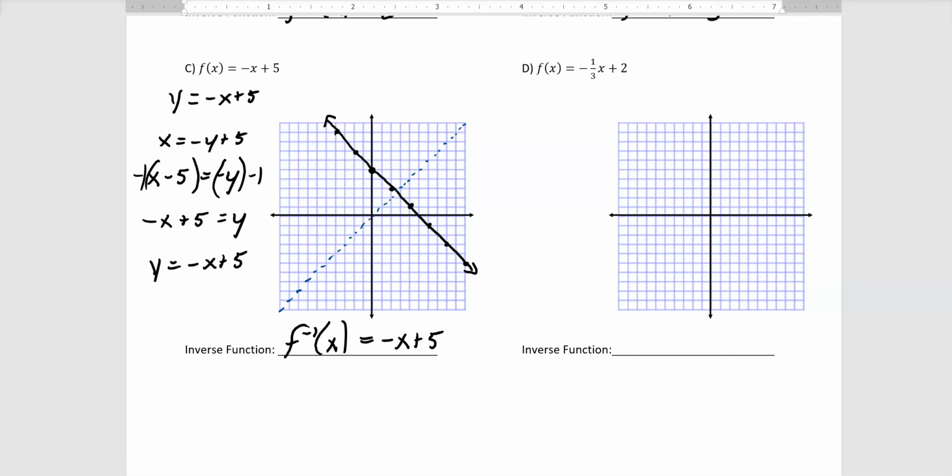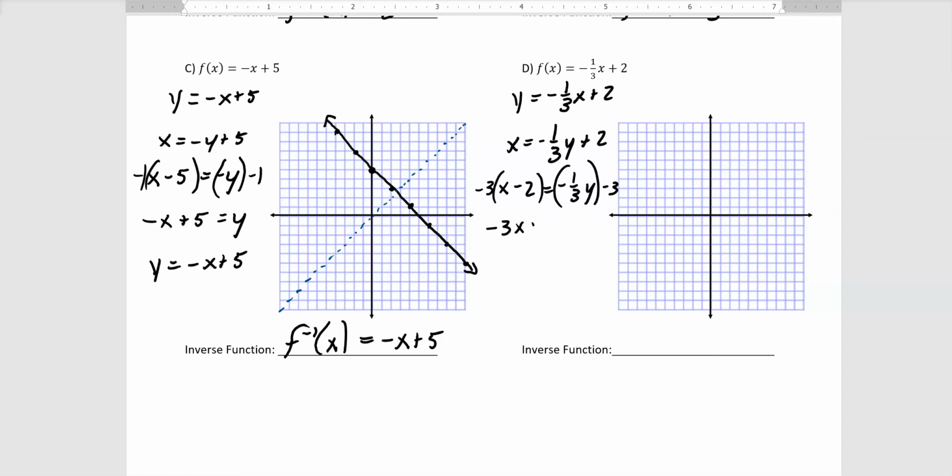All right, we got one more, letter D. Negative 1/3 x plus 2. So let's start with replacing f of x with y. Negative 1/3 x plus 2. Switching x and y, so x will equal negative 1/3 y plus 2. I'm going to subtract 2. X minus 2 is negative 1/3 y. And then I'm just going to multiply this by negative 3. When I do that, I'll have negative 3x plus 6 equals y. So that means my inverse function, f inverse of x, equals negative 3x plus 6.